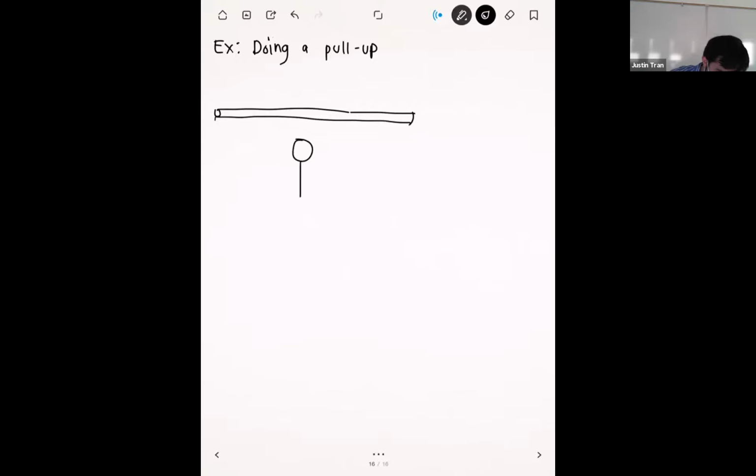So let's do an example of a person doing a pull-up. Let's say that we have a bar up here, and this person's arms are super long, but his legs are really short. Let's say that this person has a mass M. In order to pull himself up, he basically needs to pull down on the bar so that the bar can give a reaction force that's going to pull the body up. We're going to assume that he's going to pull equally on both arms, and so he's going to apply a force F on the bar.